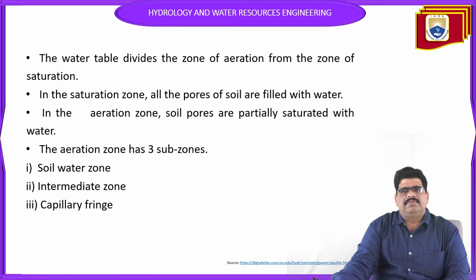Next, as we discussed previously, the groundwater above the water table can be divided into a number of zones: the soil water zone, the intermediate zone, and the capillary zone. Let us see them one by one.